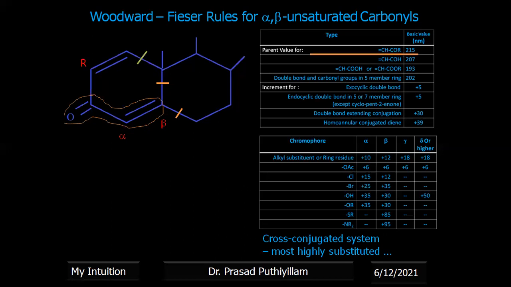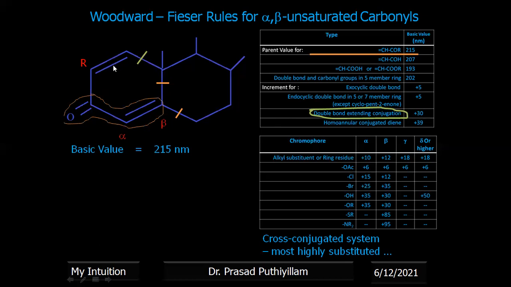Therefore, the base value anyhow is 215 only, so there is no variation in that. It is 215. Double bond extending conjugation case: it is not there. You may get confused, that's why I'm giving that example, so that after this example you don't make the mistake.